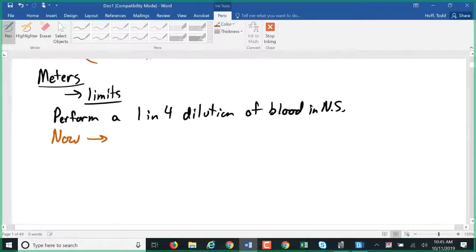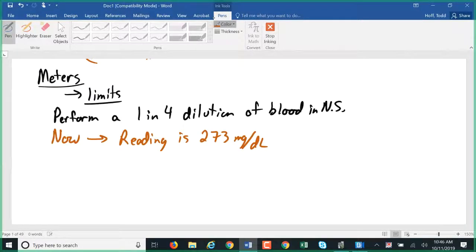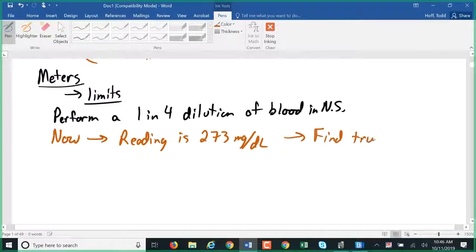After that dilution, we now test it, and the reading is 273 milligrams per deciliter. Milligrams per deciliter is the typical units for a blood test. Find the true reading. What is the true level in that blood?